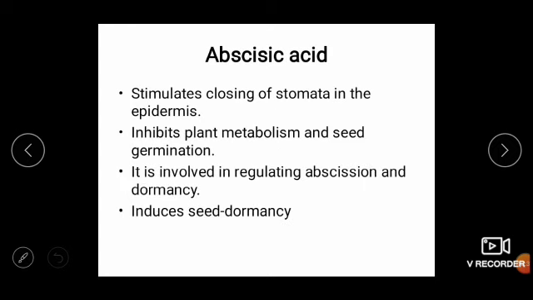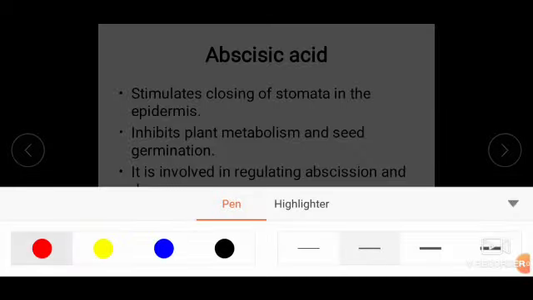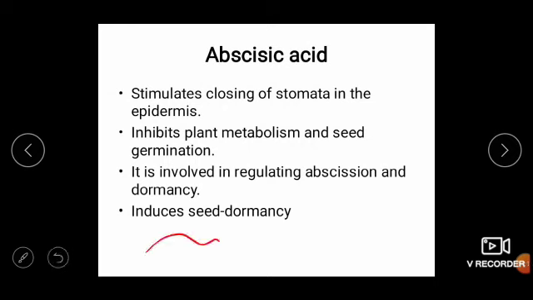Abscisic acid. This is the plant hormone which is also known as plant growth inhibitor. Although I have not mentioned this point, it is also known as the stress hormone because it enables the plant to survive during unfavorable conditions such as drought. So what is the main function of this hormone? You must have seen in nature that the plants keep on shedding their leaves. Which hormone helps them to shed the leaves? It is the abscisic acid.